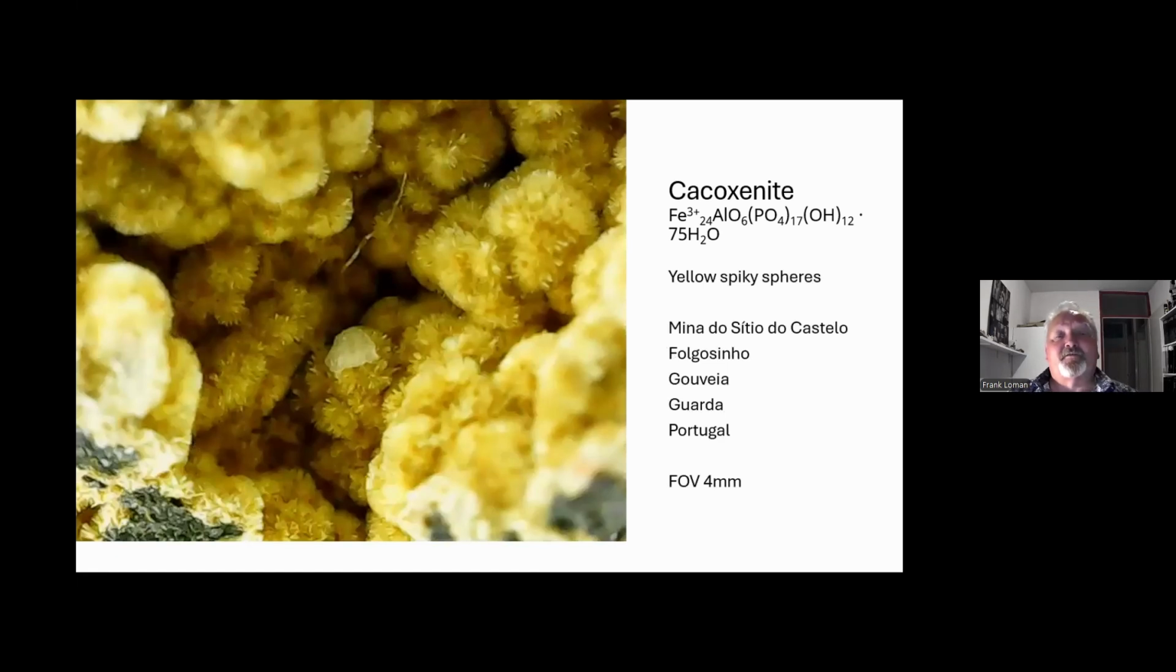This is another form of cacoxenite which forms yellow spiky spheres. So you can actually see the individual crystals, but together they form a sphere. It's also from Portugal. This comes from Folgosino.